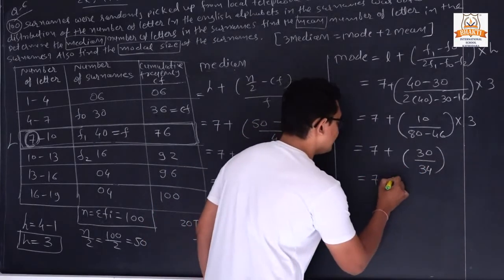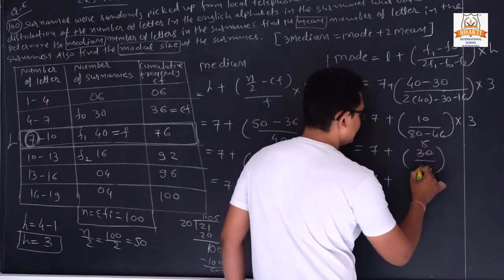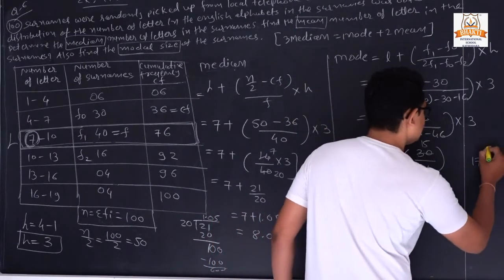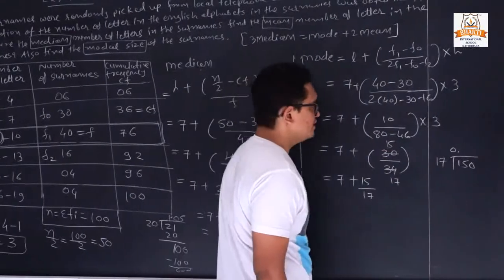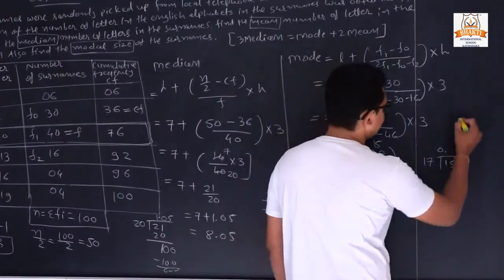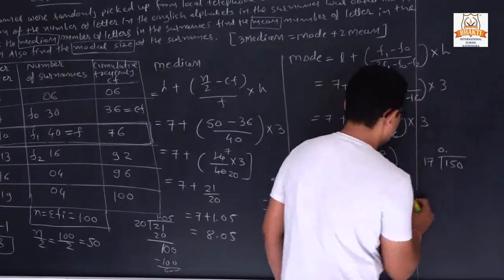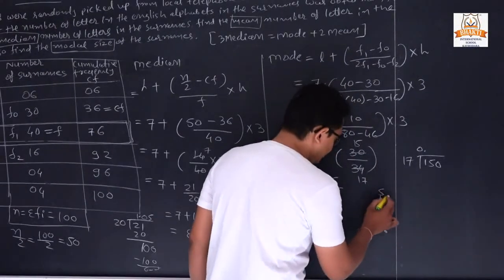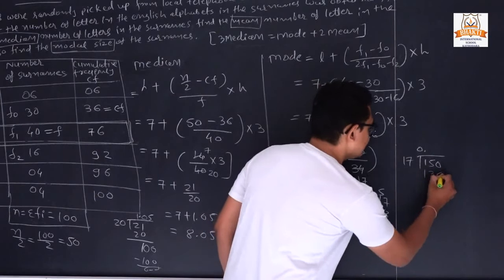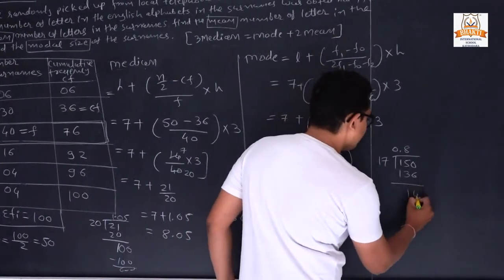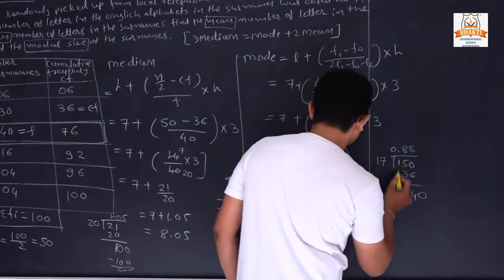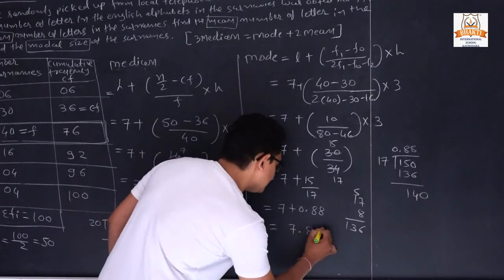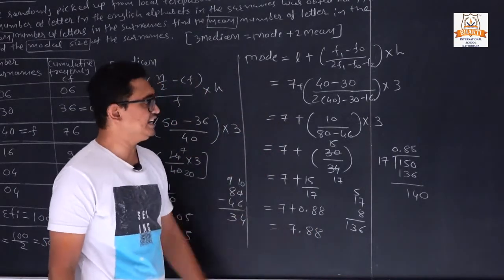So now simplify this, 30, so here we have a 15, here we have a 17, so 15 divided by 17. Now perform the division. So first of all we can put 0. Now 17 9s are 153, 17 8s are 136, so 8s are. So here we have a 14, once again we will put 0, so 8s are. So approximately the answer is 0.88. So the answer for mode it is 7.88.